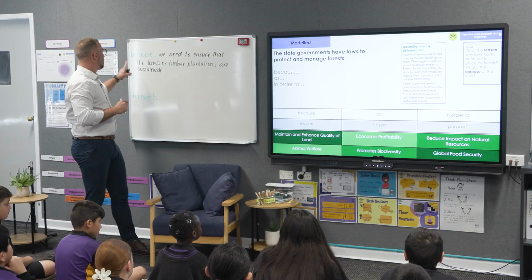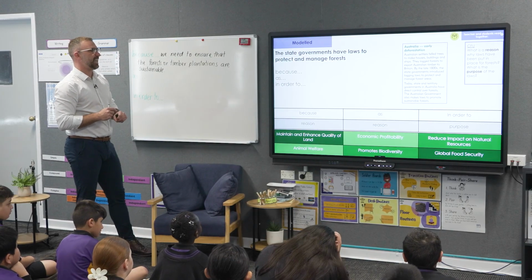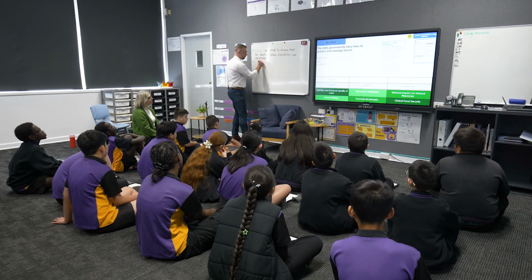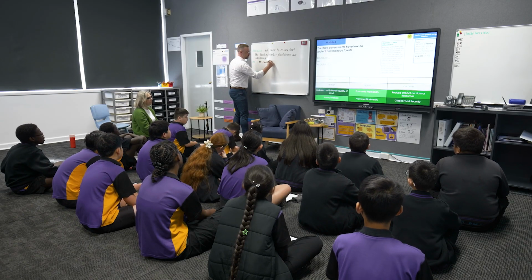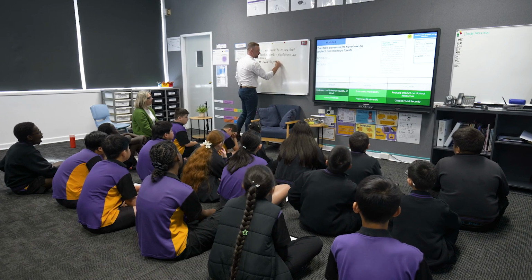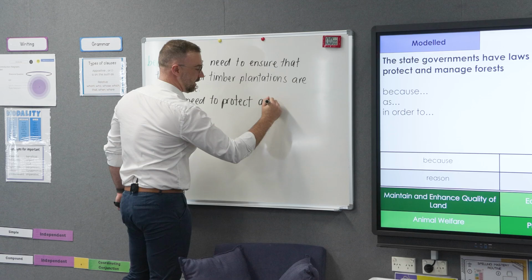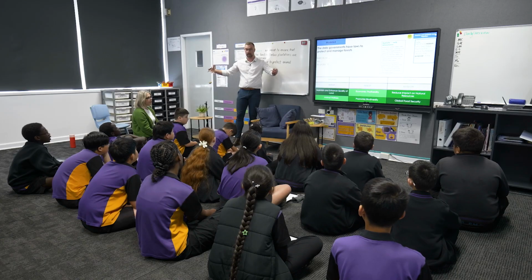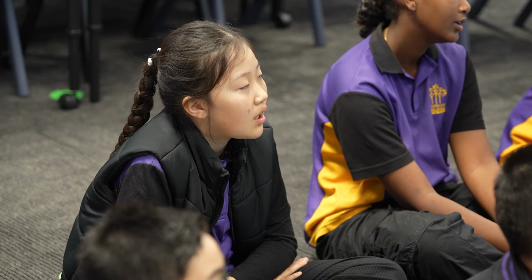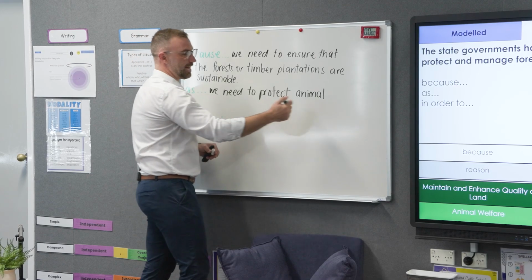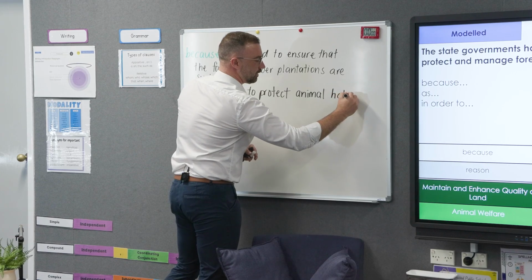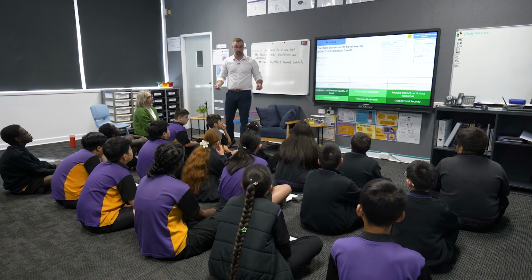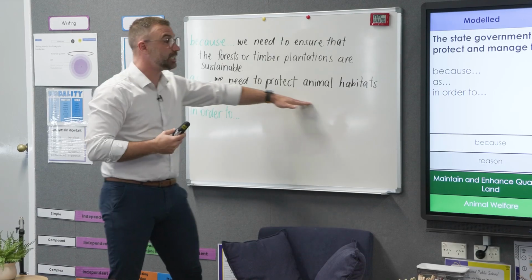Okay, so state governments have laws to protect and manage forests as we need to protect. What do we call it when animals live somewhere? Ecosystem or? Habitat. Fantastic, because we need to protect animal habitats. Okay, have I given a reason why there are specific laws in place? Yes, because we need to protect animal habitats.